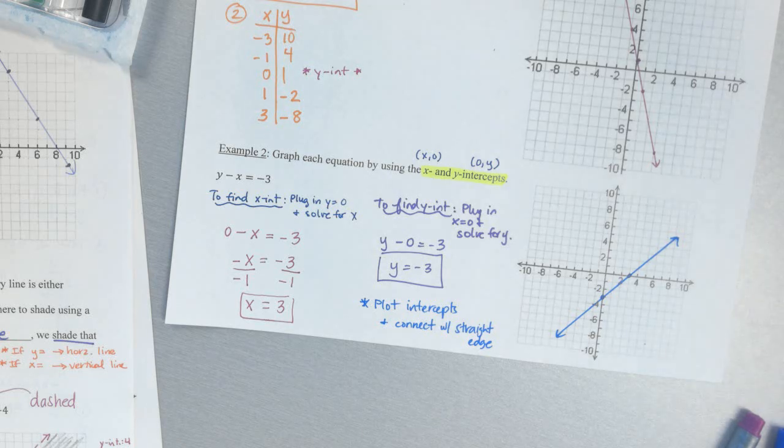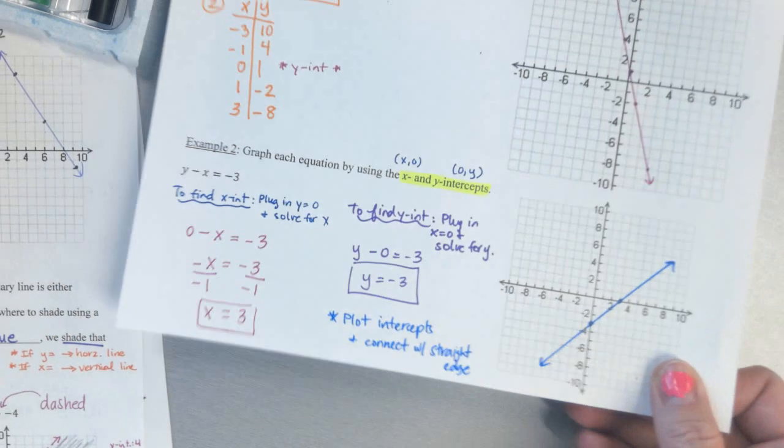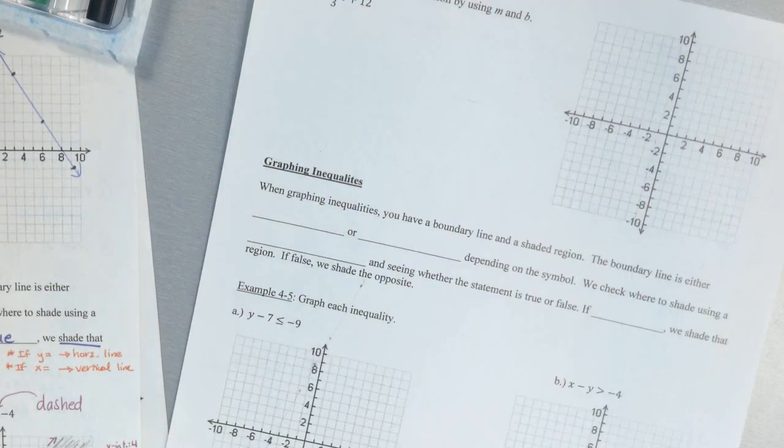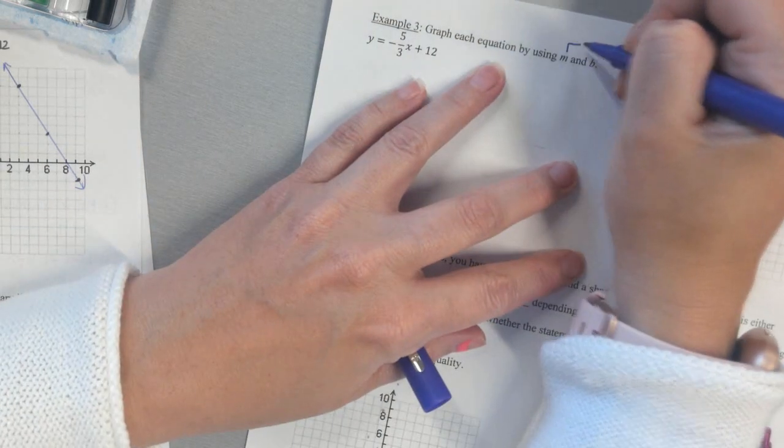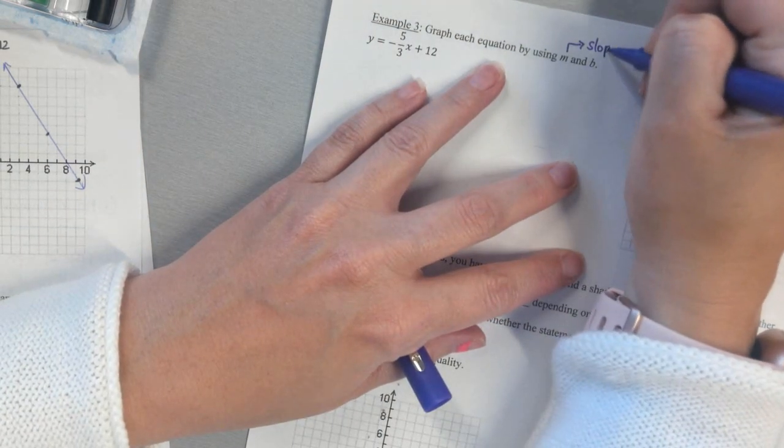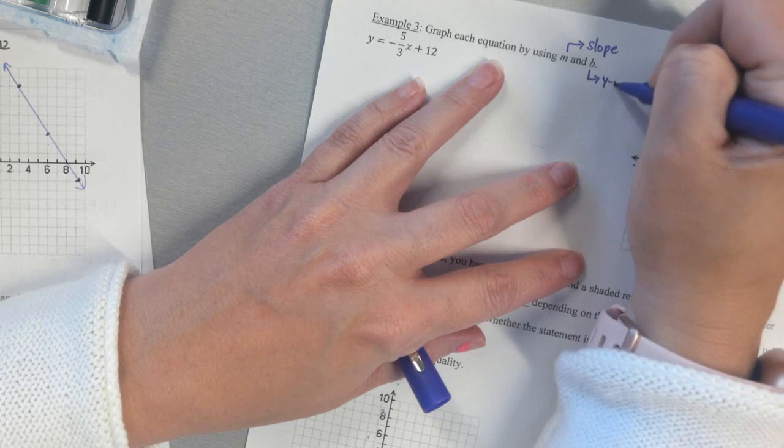Okay, so for this you have the negative 3 and the 3. We're connecting those. On the back, we are going to be using M and B. So we already talked about this a little bit today. Your M is your slope. Your B is your y-intercept.